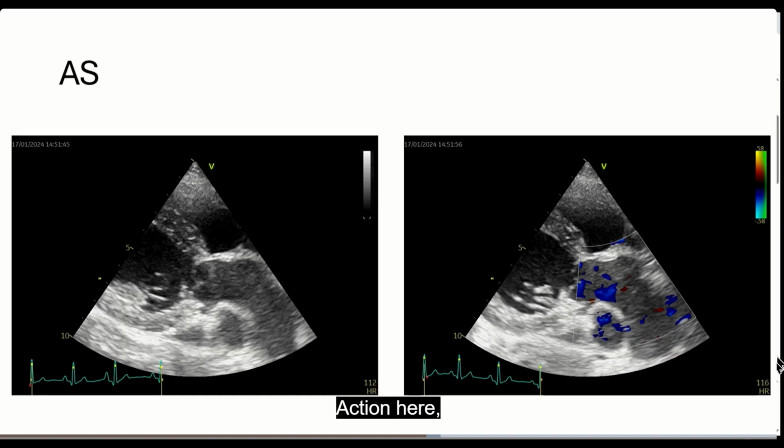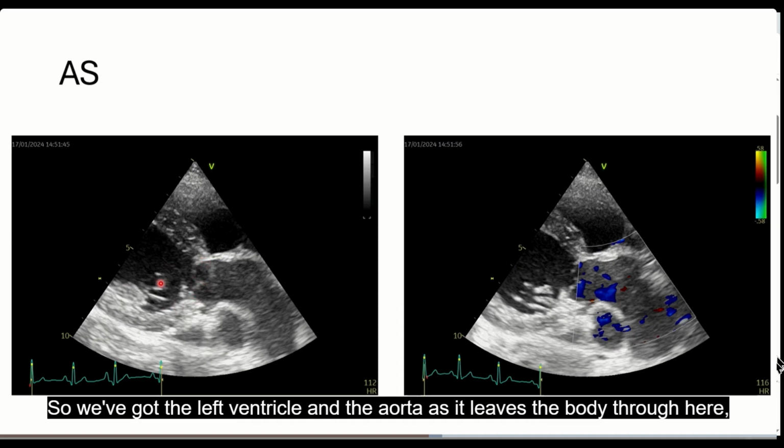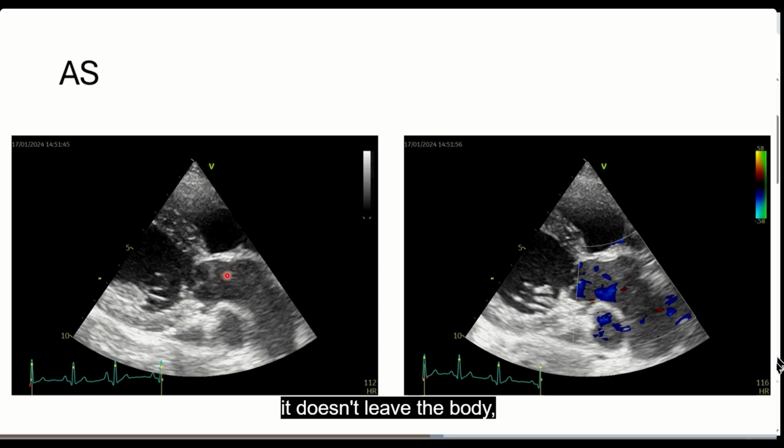Let me put my laser on so that you can actually see this. This is the stenosis there, this structure here. And the valve there, the aortic valve here. So we've got the left ventricle and the aorta as it leaves the heart, sorry, it doesn't leave the body, that would be fun. As the aorta leaves the heart there, here's the valve and there's the stenosis.